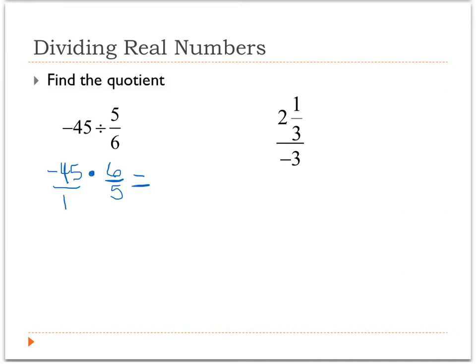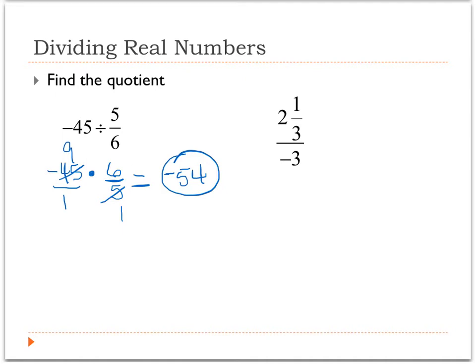And then for me, I like to cancel whenever possible. We also call this factoring out a number. We can see that by knowing that the number 45 and 5 have a common factor of 5. 5 times 1 is 5. 9 times 5 is 45. So I'm going to divide them by a common factor. So 5 divided by 5 is 1. 45 divided by 5 is 9. So now my problem becomes negative 9 times 6. 9 times 6 is 54. And then a negative times a positive would be a negative. So my answer would be negative 54.